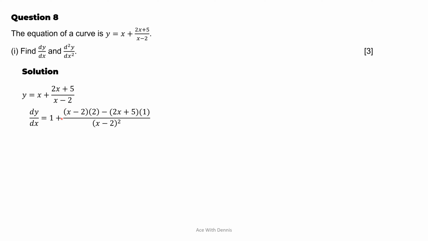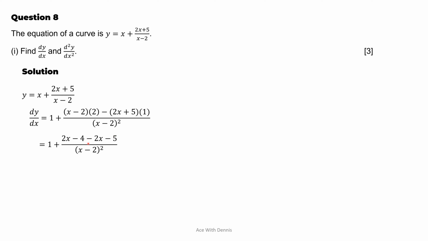First, we copy down the denominator x minus 2. Then we differentiate the numerator 2x plus 5, we get 2 here. Then minus, we copy the numerator 2x plus 5. Then we differentiate the denominator x minus 2, we get 1. Then over the denominator squared, so x minus 2 squared.